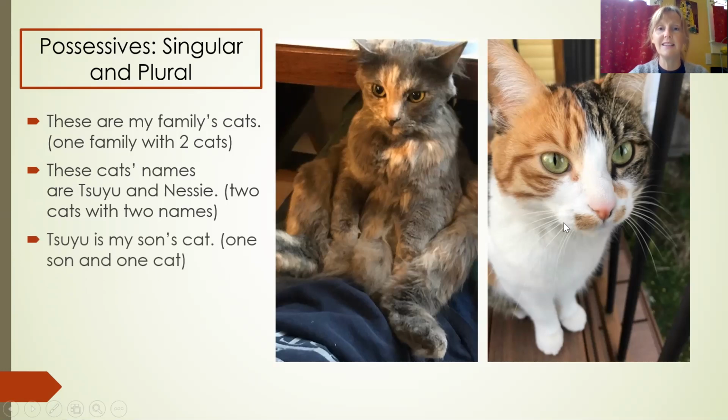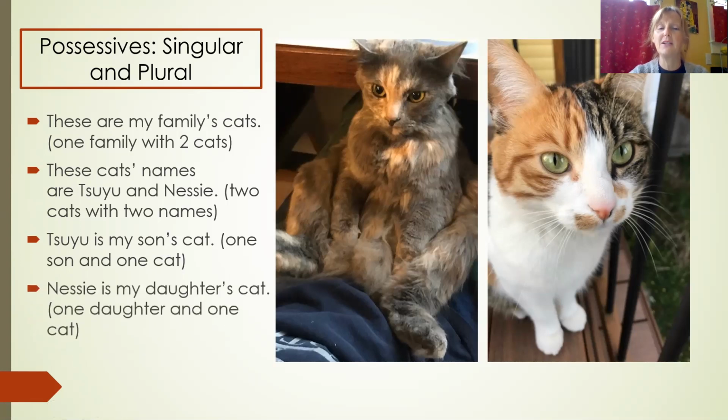Tsuyu is my son's cat. One son, one cat. Since I only have one son, I'm going to write the word son, singular. Then I'll do the apostrophe S to make sure I show that this one son has a cat. Same with my daughter. Nessie is my daughter's cat. I only have one daughter, so I'll write out the word daughter. Then I'll do apostrophe S to show that that cat belongs to her. One daughter with one cat.